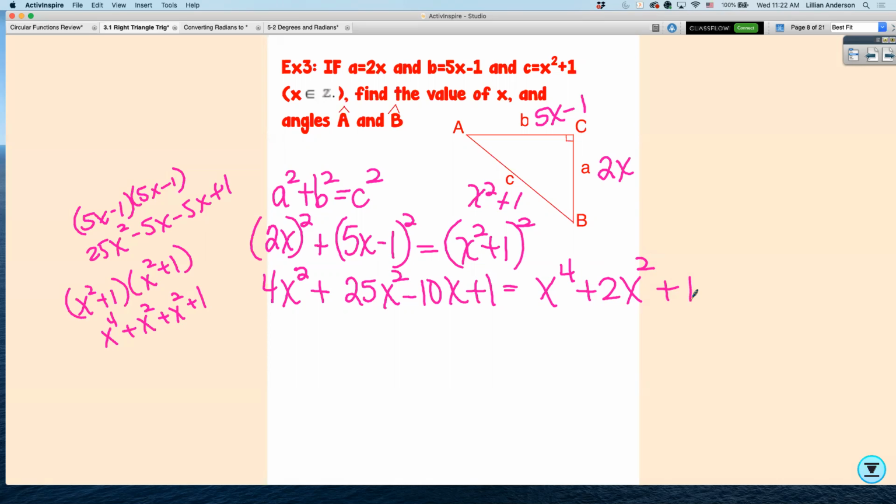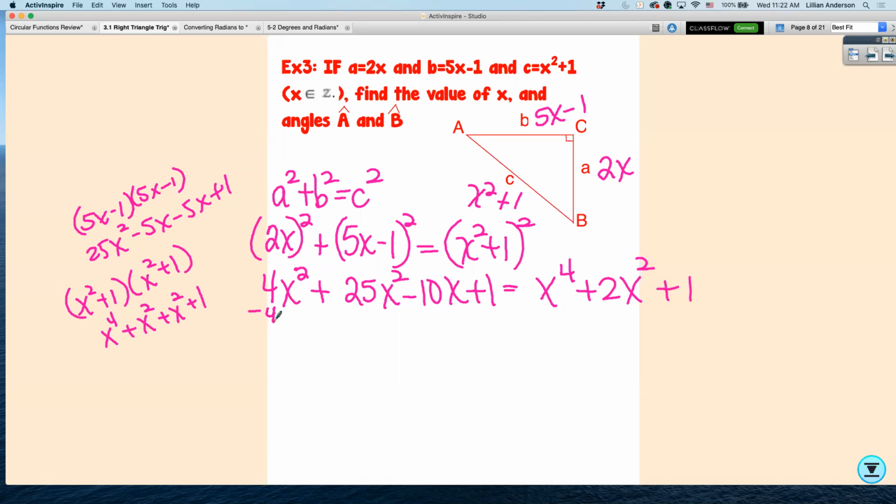Now, in order to solve this, let's get everything onto one side, okay? Oh, no, it's not going to be, okay, because we have that term. All right. So yeah, let's get everything to one side. Let's set it equal to 0.